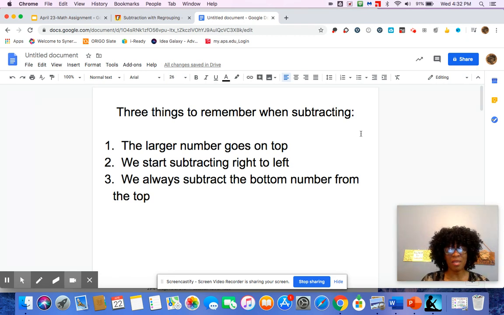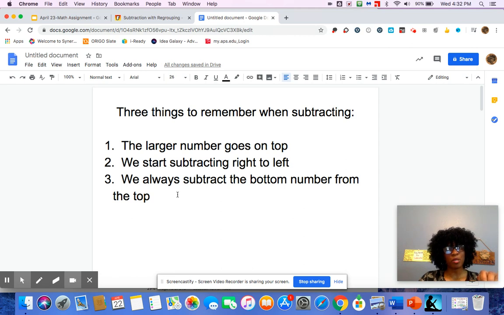The second thing is that we subtract from right to left, which I know is weird because we read from left to right, but we always do our subtraction from right to left. So that's something that I want you to keep in mind. And then we always subtract the bottom number from the top number. If you remember in the video, they were talking about 3 from 5 and how that doesn't really work. If the 3 is on top and the 5 is on the bottom, that's why we have to regroup.